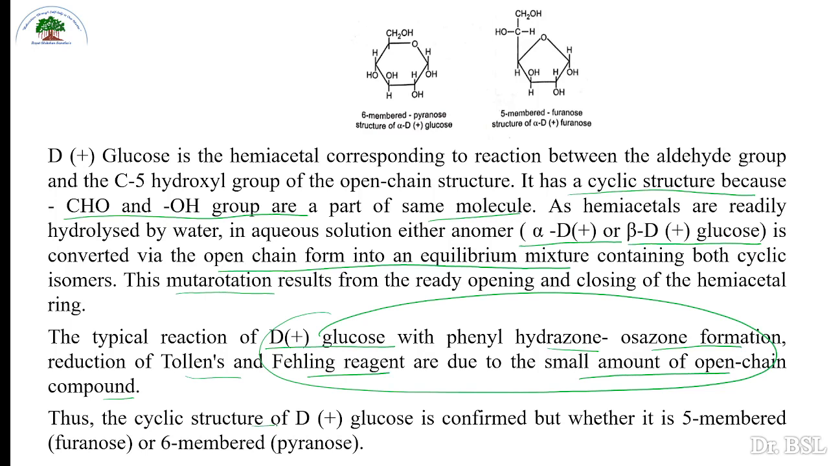Thus, the cyclic structure of D-(+)-glucose is confirmed, but whether it is five membered, that is furanose, or six membered, pyranose, is not confirmed. So, in the next lecture, we will see what the ring size of this cyclic structure is. Thank you.